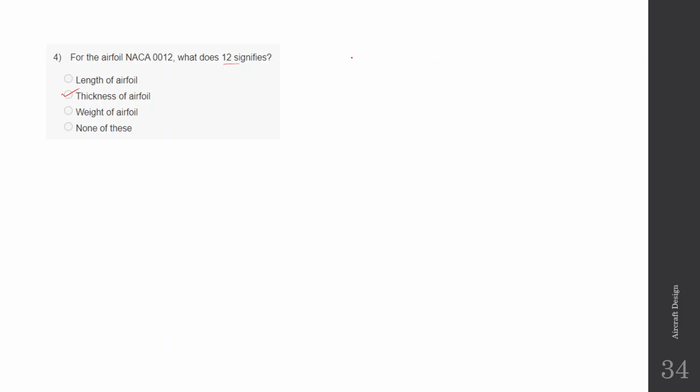Okay, so this is the next question: for the aerofoil NACA 0012, what does the 12 signify? We know that for all of the aerofoils, the last two digits signify the thickness ratio. So this is the answer: thickness ratio, the last two digits. In this case, the thickness will be 0.12 C, where C is the chord length.